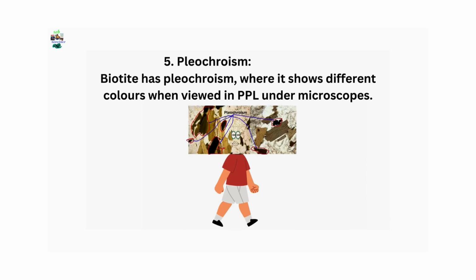Biotite commonly shows pleochroism, where it shows different colors when viewed along different crystallographic axes. That means when the microscope is adjusted to plane polarized light, or PPL, and you rotate the stage, the mineral biotite shows changing color, from white to brown, white to brown. This is what we call pleochroism. So the optical diagnostic feature for biotite is pleochroism.